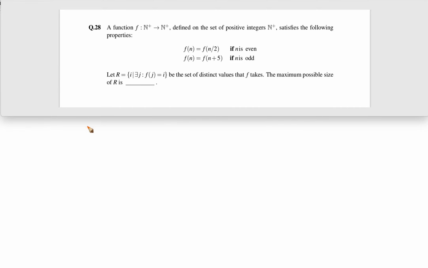Okay, now let's see this question. This is a pretty interesting question which came in 2016. We are saying that from positive integers to positive integers, a function is defined where we are satisfying this property. It is a recursive definition where f(n) is f(n/2) if n is even, and f(n) is f(n+5) if n is odd.